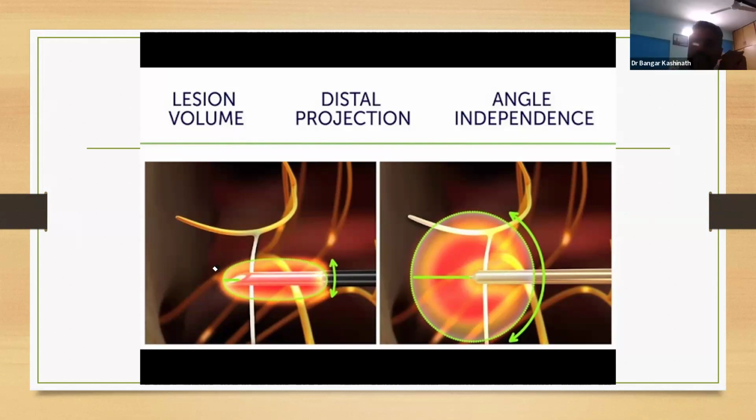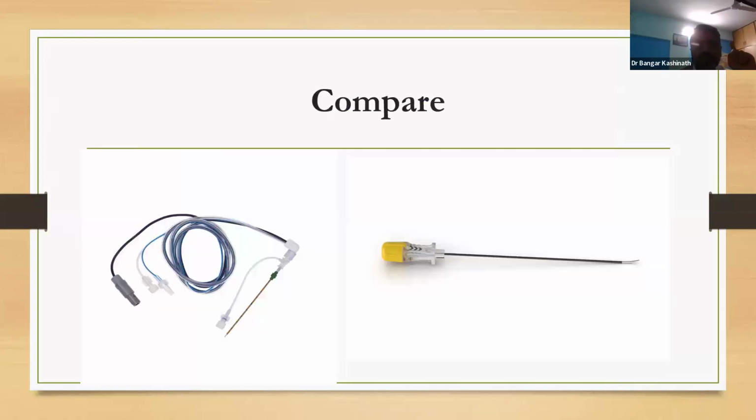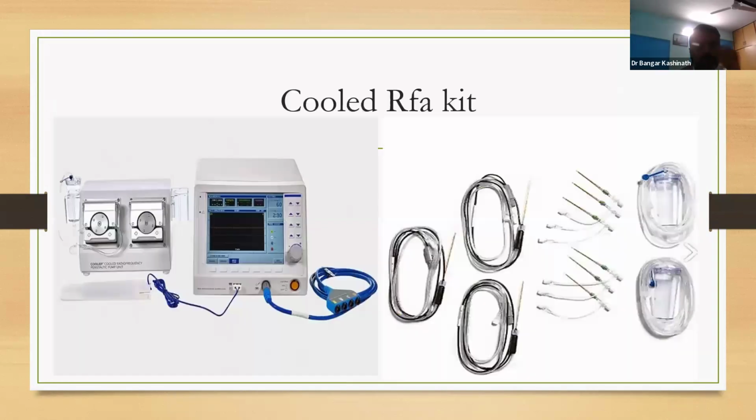What about conventional? It should be placed parallel to the nerve. Can you see that it has to be placed like this, parallel? And what about pulse? Perpendicular. Perpendicular. Fantastic. Any doubts? Anyone?